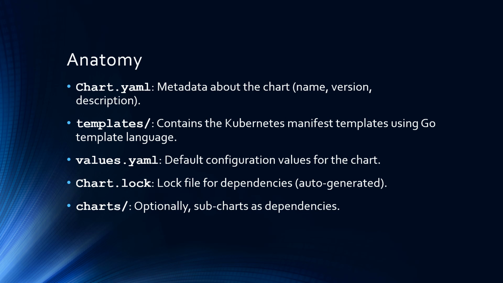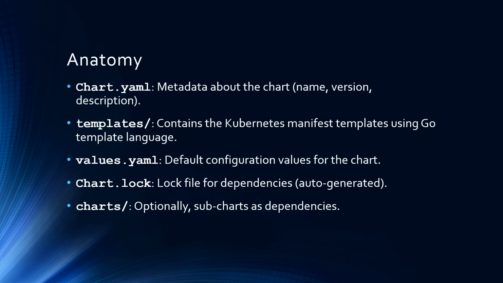Let's dissect the anatomy of a Helm chart to understand how each component contributes to successful Kubernetes deployments. The Chart.yaml file is your chart's identity card. It contains crucial metadata including the chart's name and version, a description of what the chart does, maintenance information, dependencies on other charts. This metadata helps users understand what your chart does and how it fits into their infrastructure.